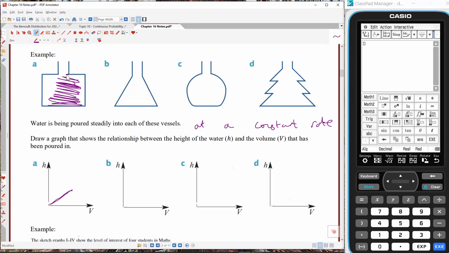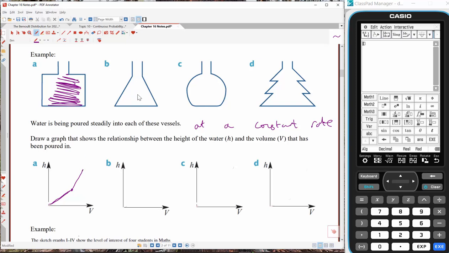When it gets to this point here, what's going to happen to the height? Well, it's going to go up a lot faster, because this is a really thin section of the vessel, of the vase, or whatever you want to call it. So we're also going to get a constant rate of change here, but it's just going to have a more positive gradient, or a steeper gradient, if that makes sense.